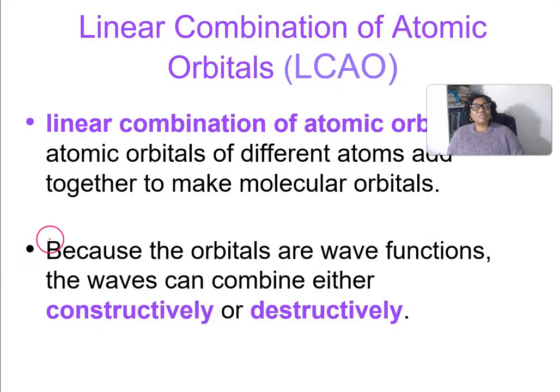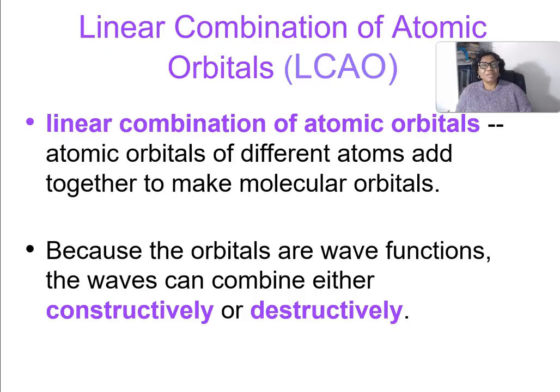One of the ways to try to explain molecular orbital theory is by using linear combination of atomic orbitals. So linear combination of atomic orbitals, what is it all about? It means atomic orbitals of different atoms add together to make molecular orbitals.